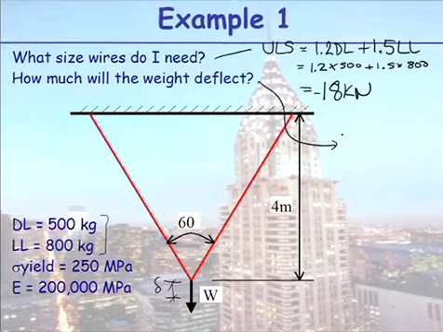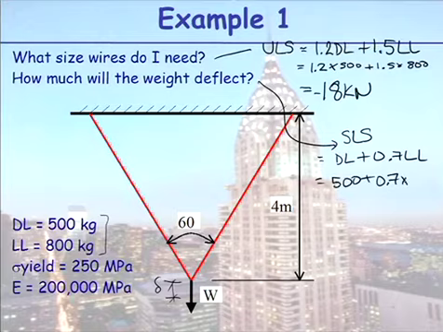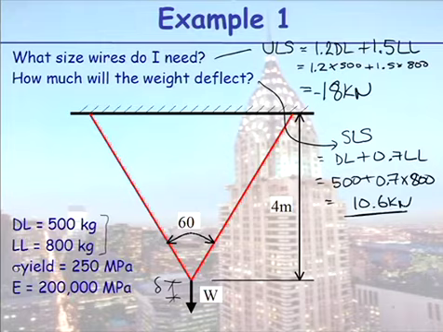However, when I come to look at deflection, the loading I'm going to assume is dead load plus 0.7 times the live load. So that will be my 500 plus the 0.7 times 800, which gives me a load of 10.6 kilonewton. So all strength calculations are going to assume a load of 18, and all deflection calculations will assume a load of 10.6.